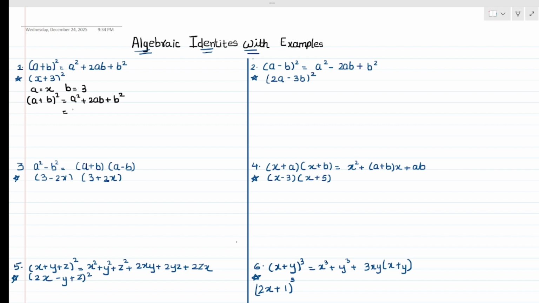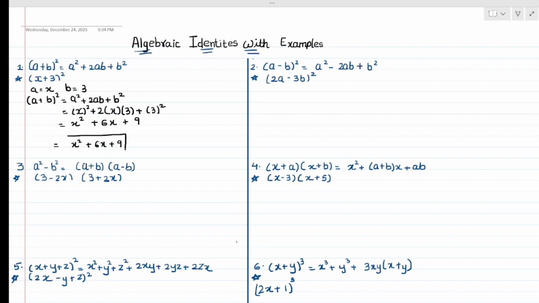Okay. So as I said earlier, wherever I will see a, I will write x. So writing x square plus 2 times a, means x, so I will write x. b means 3, that means we will write 3, plus 3 the whole square. x times x gives me x square, plus 2 times 3 gives me 6, and 6 times x gives me 6x, plus 9. So our final answer is x square plus 6x plus 9.